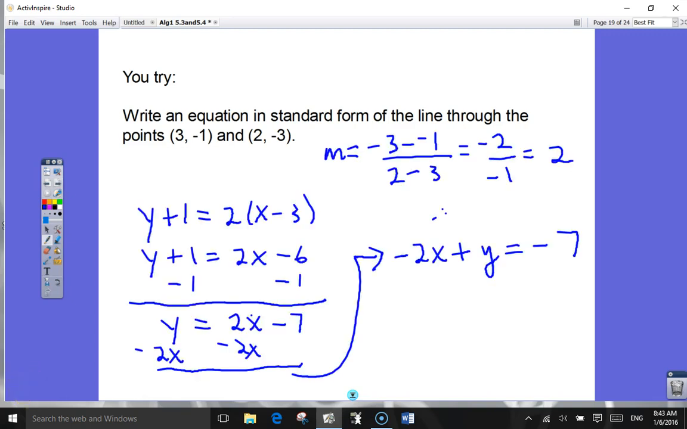What do you get for a slope? 2. -2. No, regular 2, +2. Check your math if it wasn't +2. Remember, it's -3 minus -1, which is like -3 plus 1. That's -2. And 2 minus 3 is -1. So it's actually -2 divided by -1. And a negative over a negative is a positive. So you should have started with a +2.